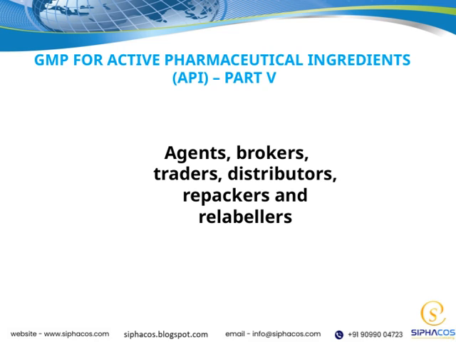Agents and brokers often facilitate the sourcing process, connecting manufacturers with buyers, but they must adhere to GMP standards to ensure that the ingredients they handle are genuine and uncontaminated. Traders and distributors then take on the responsibility of transporting and delivering these ingredients, making sure that all handling processes preserve the API's integrity. Repackers and relabelers, on the other hand, are involved in packaging and labeling, which are critical steps for traceability and compliance with regulatory requirements.